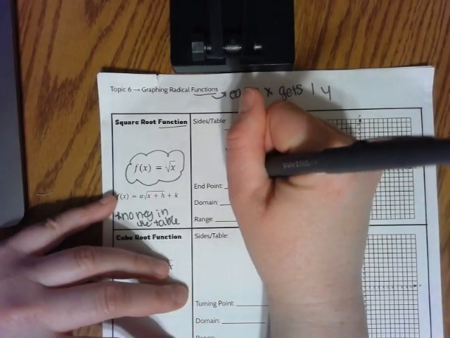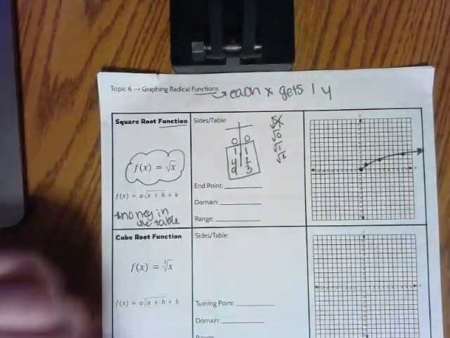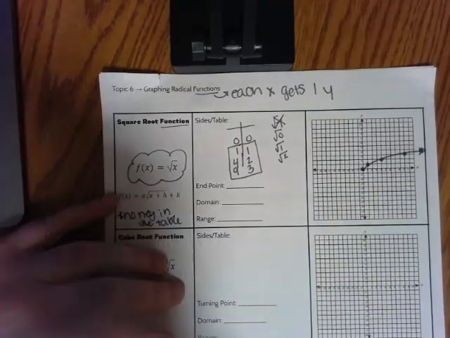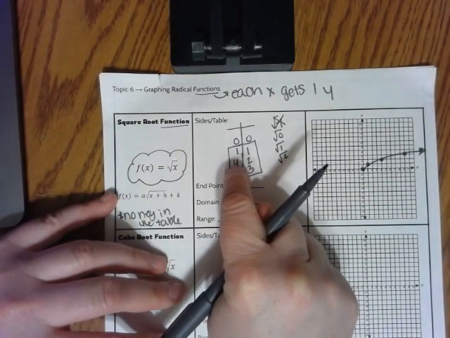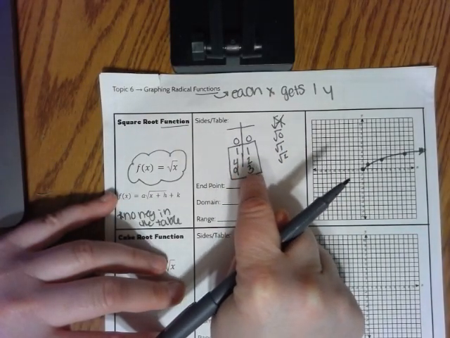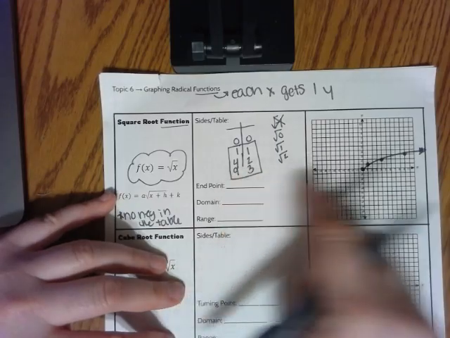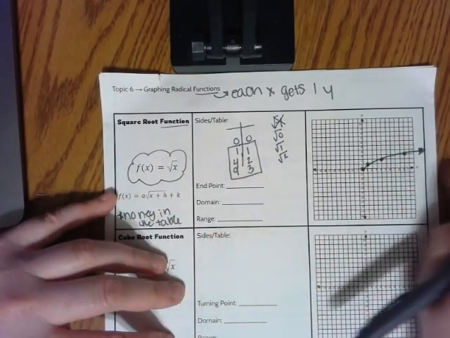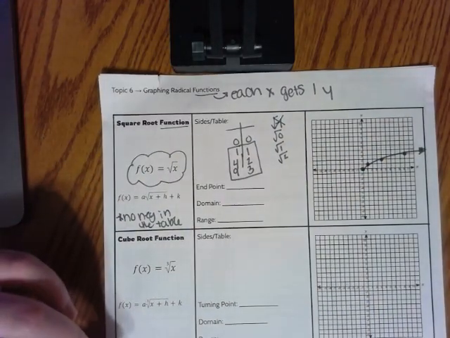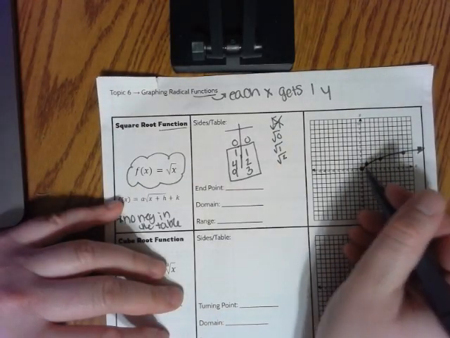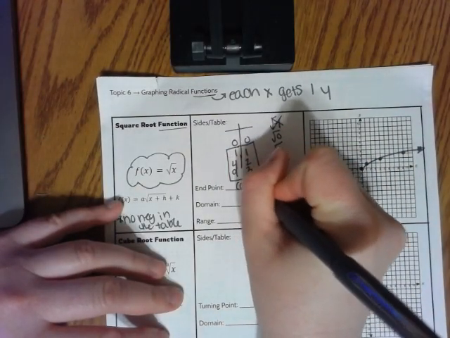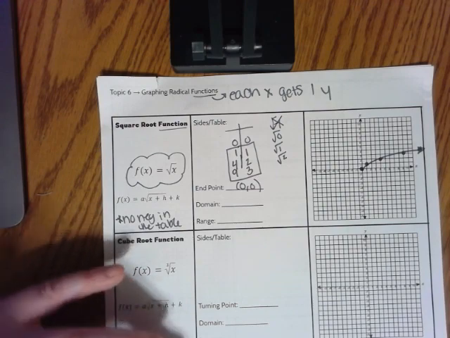And then this table right here is our side pattern. Notice how the square root of 1 is 1. The square root of 4 is 2. The square root of 9 is 3. The next number would be 16. So the square root of 16 would be up 4. This graph has an endpoint. The endpoint is at 0, 0. All parent functions start at 0, 0.